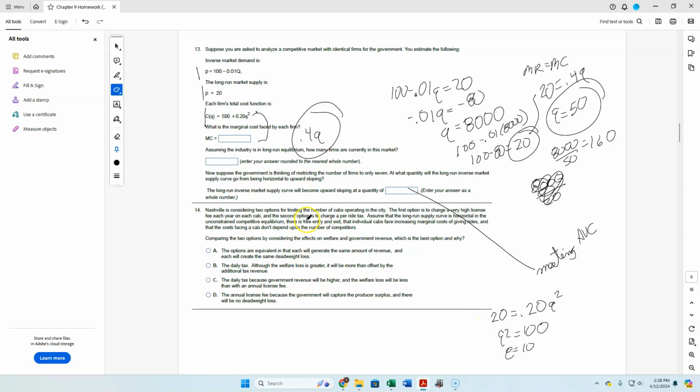Okay, now we've got Nashville, operating a limited number of cabs in the city. And so we have to figure out now, theoretically, what's going to happen to government revenue if they decide to charge this licensing fee. Well, we know that the government's going to get more money. We also know that theoretically there should be a deadweight loss. So we already know it can't be that.